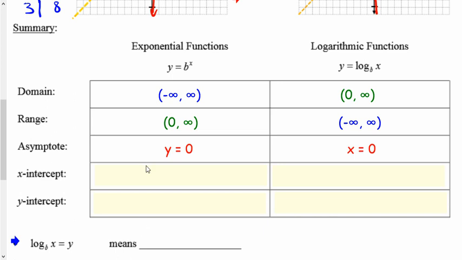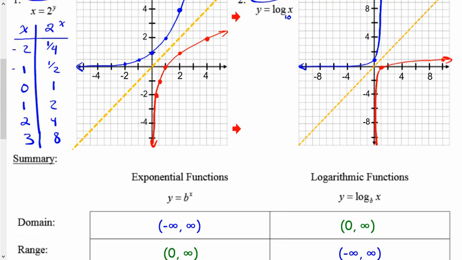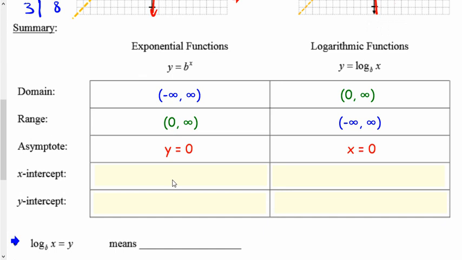X and y intercepts. Well, let's look up here. Exponential has no x-intercept, but has a y-intercept of 1. Logarithmic has no x-intercept, I should say no y-intercept, but it does have an x-intercept of 1. So again, the x's and y's are interchanged. There was no x-intercept for exponential, no y-intercept for logarithmic. A y-intercept of (0, 1) for the exponential function, and again, that's without any transformations happening, just the very basic parent function. And we have that x-intercept in the logarithmic function.